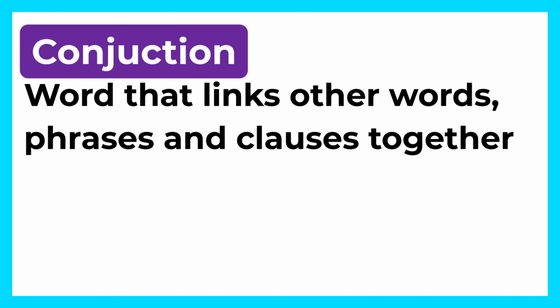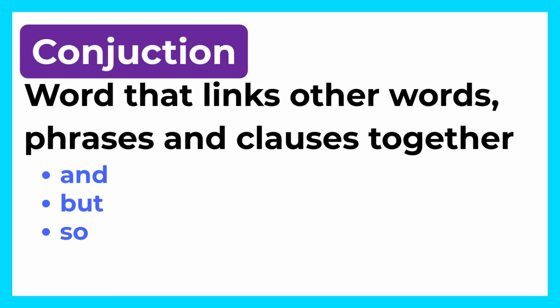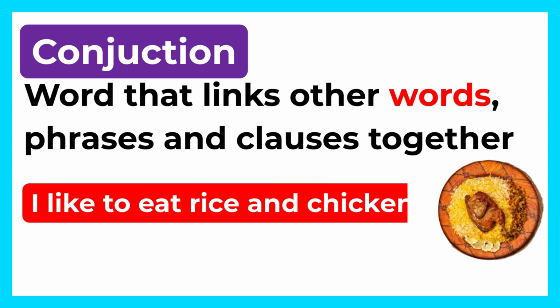A conjunction is a word that links other verbs, phrases, and clauses together. So a conjunction is a linking word. By linking different parts of sentences, conjunctions allow us to formulate longer and complex sentences. Some examples of conjunctions are and, but, so, or, for, although, because, etc.